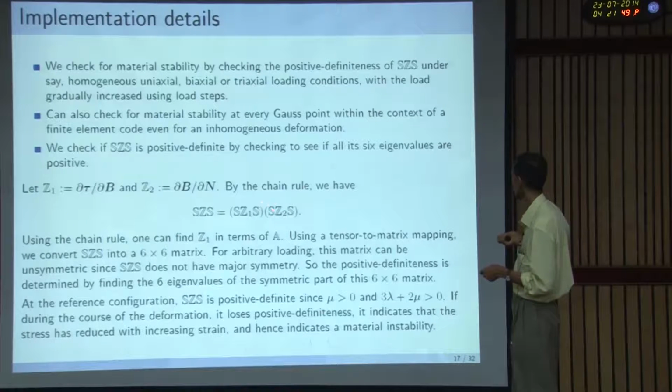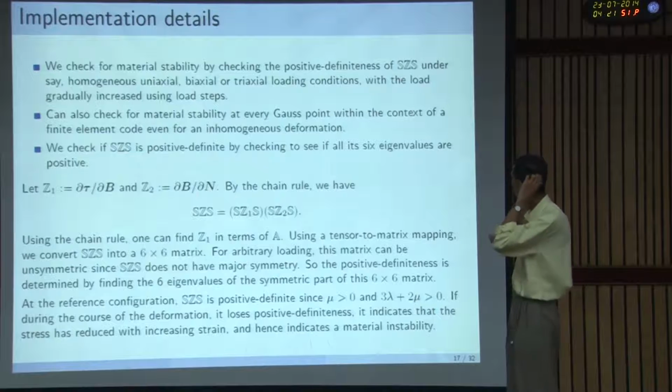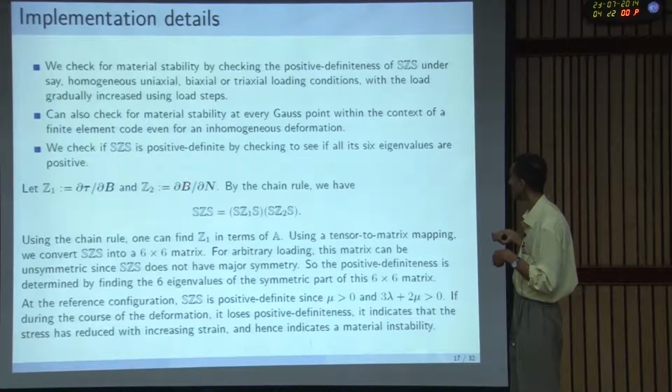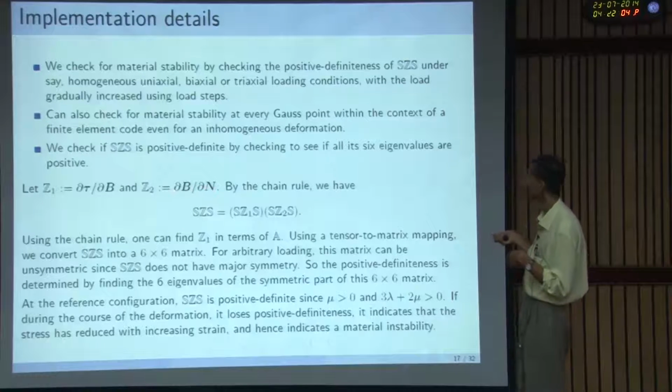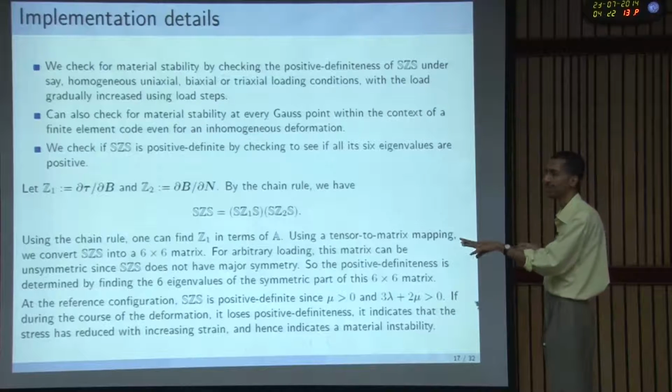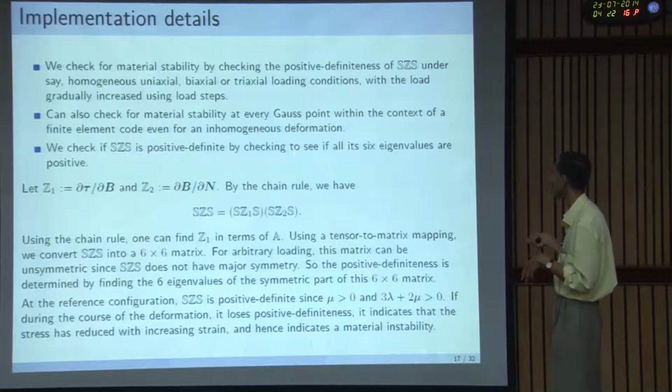Again, I will skip this part, it's not very important. But basically you can relate it to derivatives with respect to B. B is the left Cauchy-Green strain tensor. And you can use the chain rule to find the derivative of the left Cauchy-Green tensor with the logarithm of B. So this n is nothing but the log of B itself. You can use all of that to simplify, and you can use some tensor to matrix mapping to convert it to matrices so that you can embed it into a finite element code and so on. Okay, so as I said, that part we can just skip.